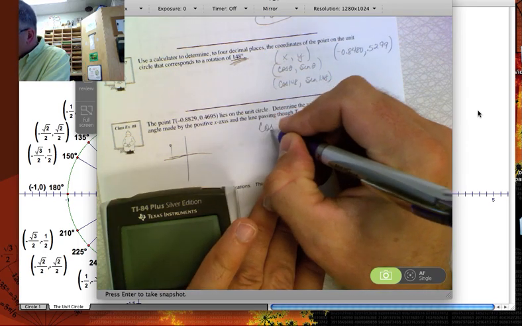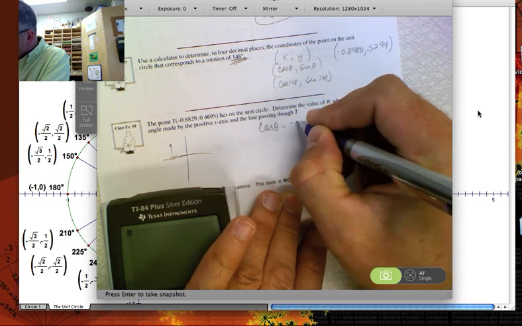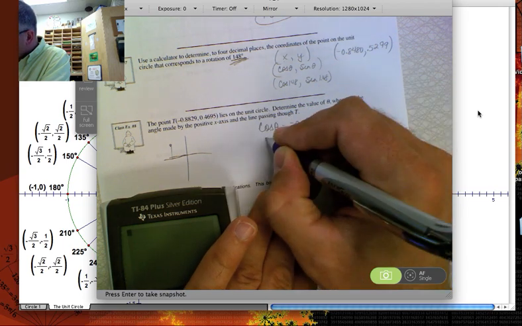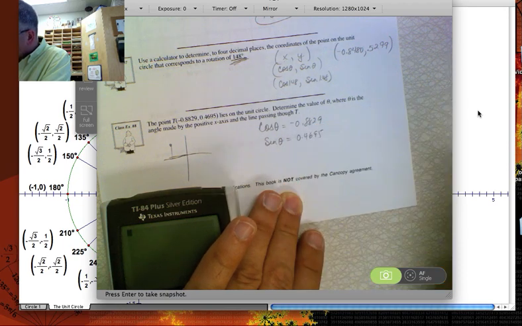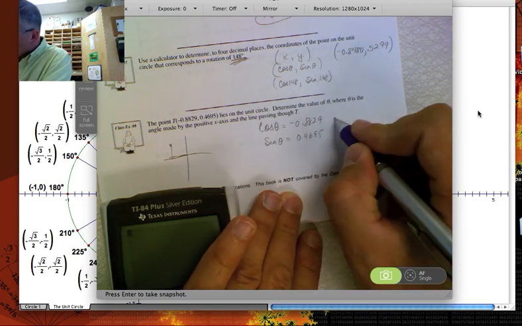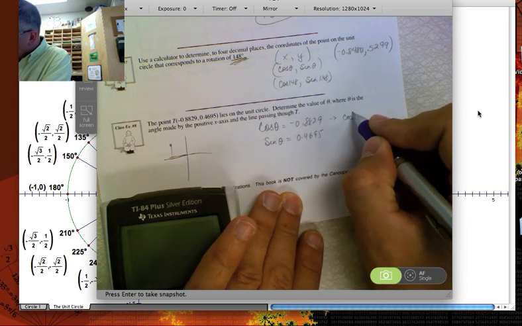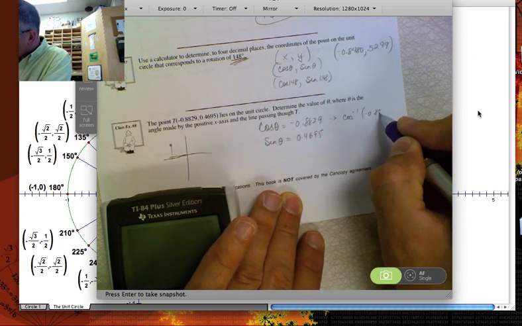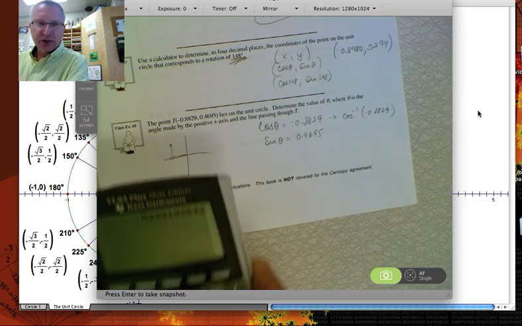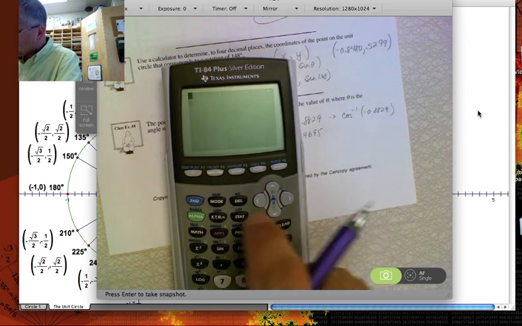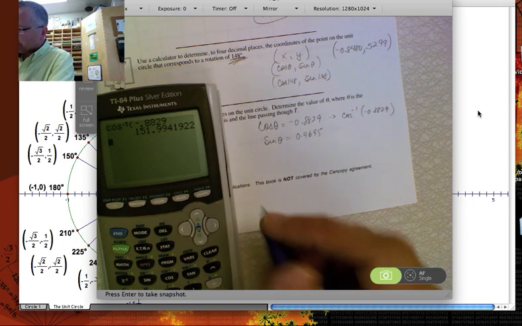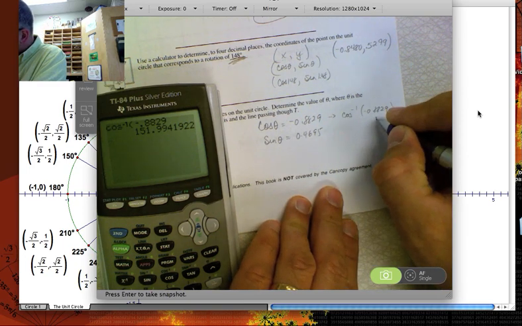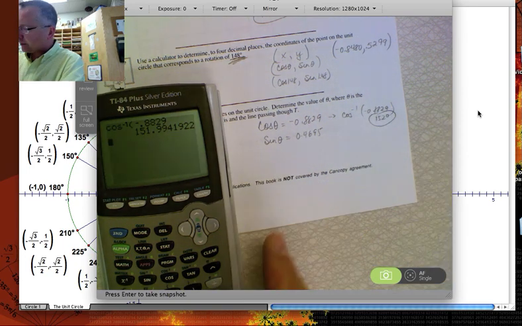We know that cos theta is negative 0.8829 and sine theta is 0.4695. So how do we find theta? We take inverse cosine of negative 0.8829. And if we do that on our calculator, we go inverse cosine of negative 0.8829, we get almost 152 degrees, and if we round that to the nearest whole degree, it's 152.